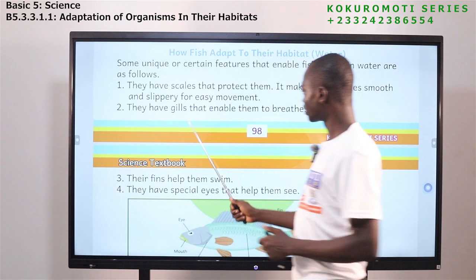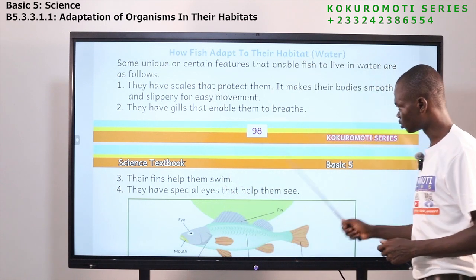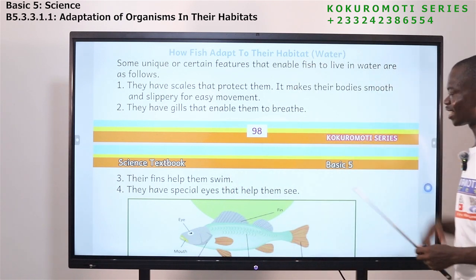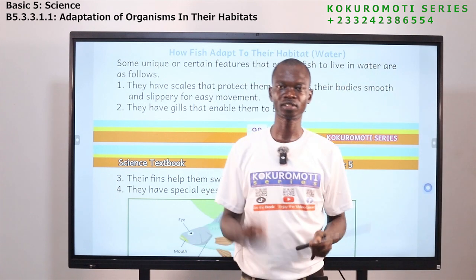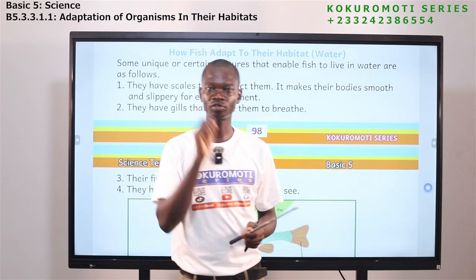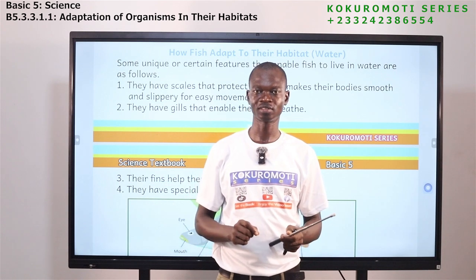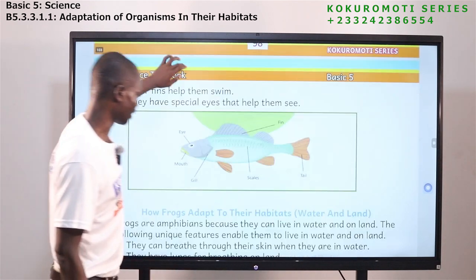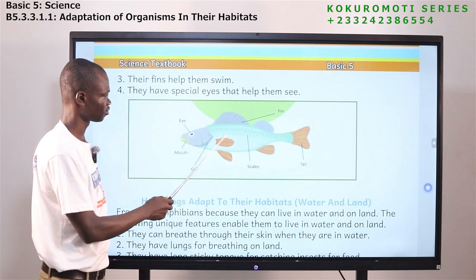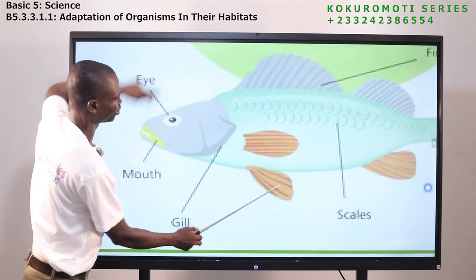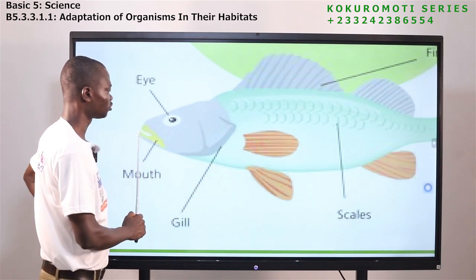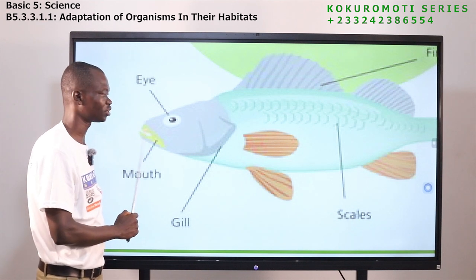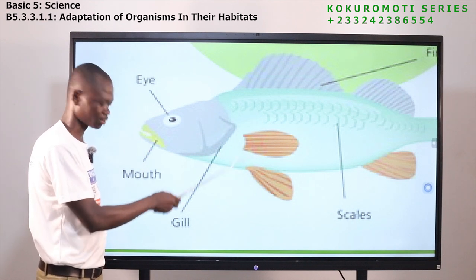they have gills that enable them to breathe. So they are able to breathe because of their gills. Listen to me. Fish, they don't breathe through their mouth or their nose. They breathe through this side. Here. Let me enlarge it for you. This side. They don't breathe through here. This side, and we call it gills.